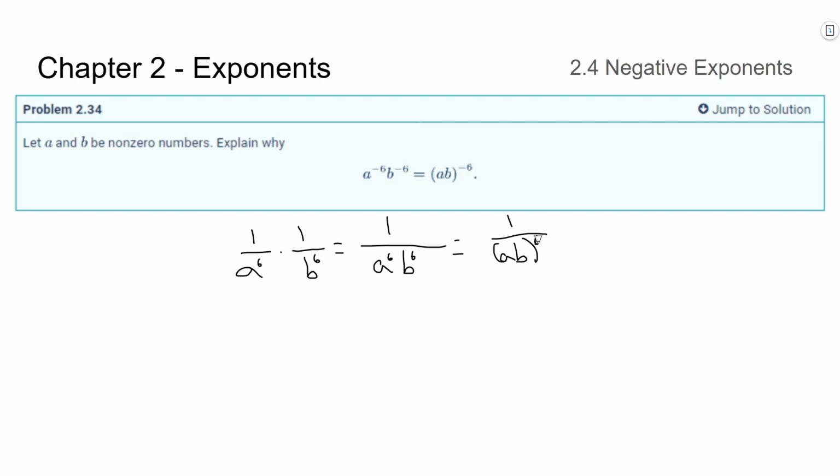to the 6th. This was an information tag a few slides ago. I think it was in the last section or 2 sections ago, where there's a rule where you can pull out the exponent if they're multiplied with the same exponent. This would apply to both of these variables. All right, so now that we have this, well, this is the reciprocal of ab to the 6th, so that would be the same thing as ab to the negative 6, which is what we have right there.